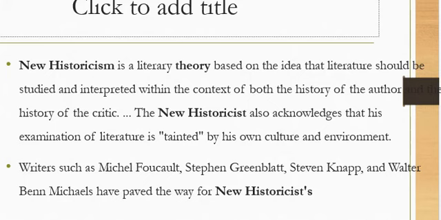The new historicist also acknowledges that his examination of literature is tainted by his own culture and environment, and it is very much important that your own cultural and environmental impacts definitely affect your work and your type of analysis. So whatever ideological interpretation is available in the critic's age is also applied there, and historically we see different types of text that were created by these things.